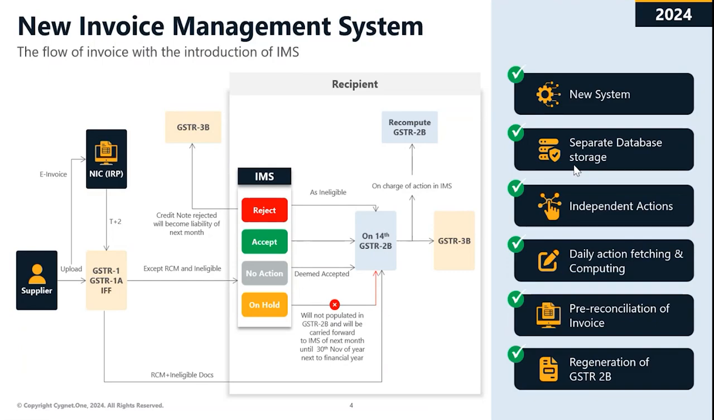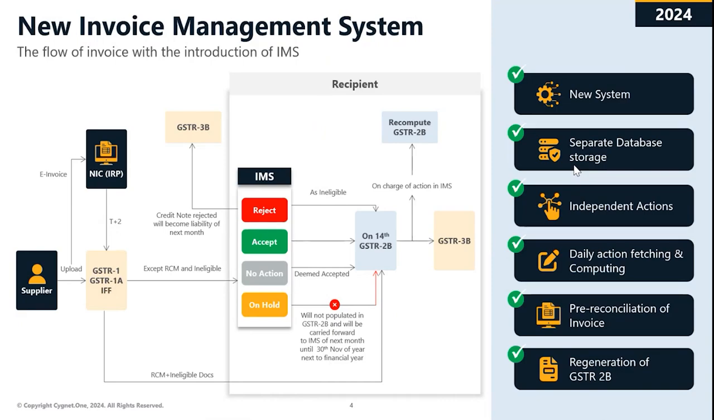If you had not followed circular 170, and it was there in 2B but you had not taken the credit, now when it becomes a part of your purchase register and you are able to match it, you can still go into your GSTR 3B and take that credit additionally.